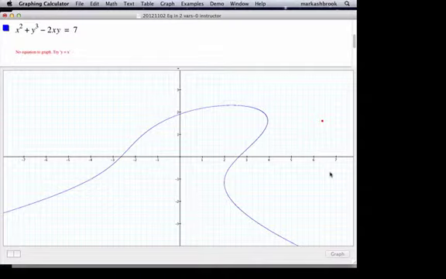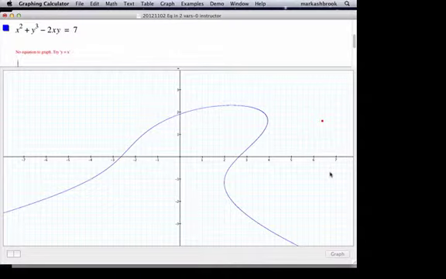Okay, so now let's talk about rate of change. So first of all, is this a function? Yes. Is it a function? No. Use your pencil tip.